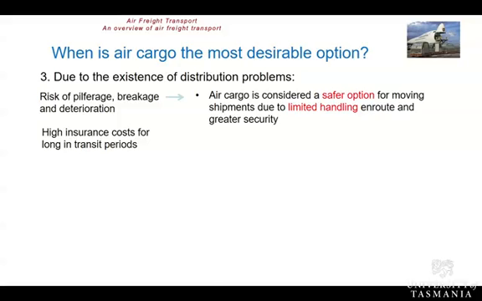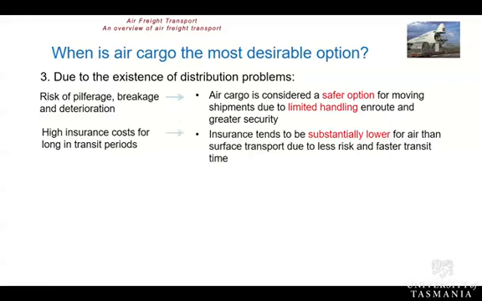One of the other aspects of goods which are having long periods of transit is that insurance costs can go up. So with air cargo, you can get your product to the marketplace reasonably instantaneous, so you can minimise your insurance costs, and that might work in your favour. Substantially lower than surface transport.